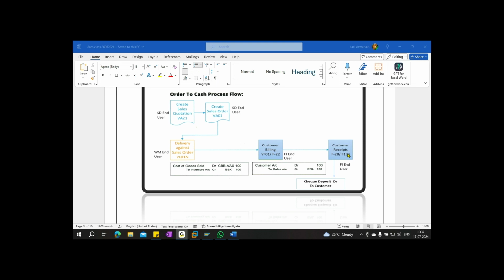If the client says go ahead for a regular invoice, then we maintain five different channels. What are the five channels? Quotation, order, delivery against sales order, customer billing, and customer receipts. Clear? Hope everyone understood. Any questions here?